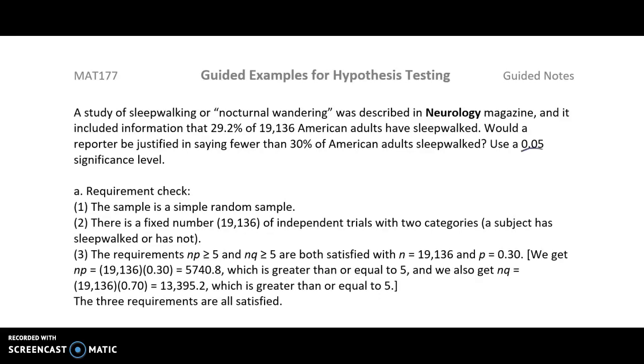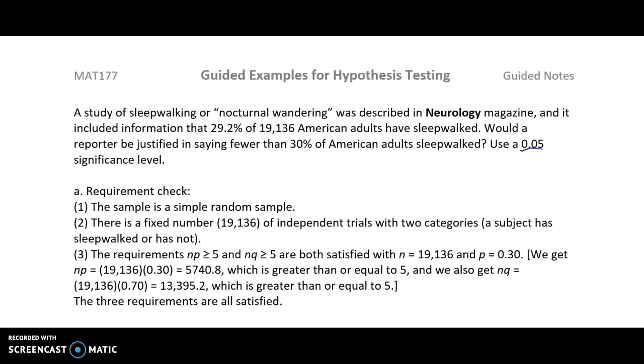Use a 0.05 significance level. First, we need to do a requirement check. The sample is a simple random sample, and there's a fixed number, 19,136, of independent trials with two categories. You either sleepwalk or you don't.